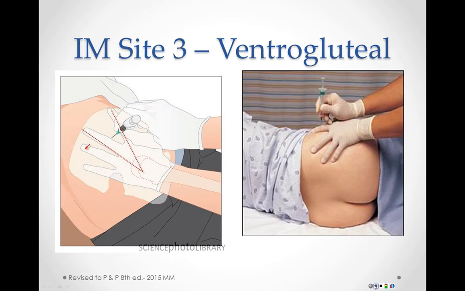The last IM site is the ventral gluteal site, which involves the gluteus medius and minimus muscles. This is the preferred site according to current evidence-based practice guidelines because it is situated away from major nerves and blood vessels. The landmarks for this site include the greater trochanter, the anterior superior iliac spine, and the iliac crest. The ventral gluteal site can also tolerate up to 5 milliliters of medication.